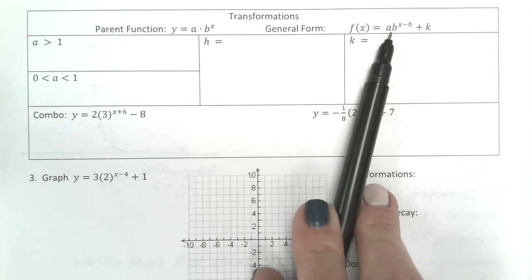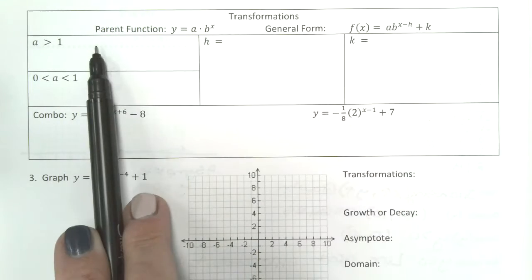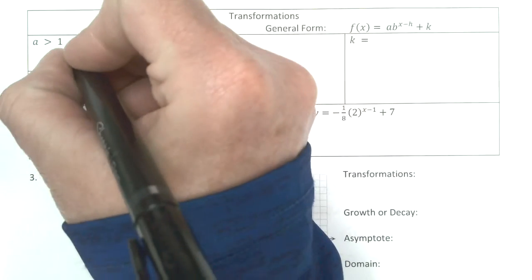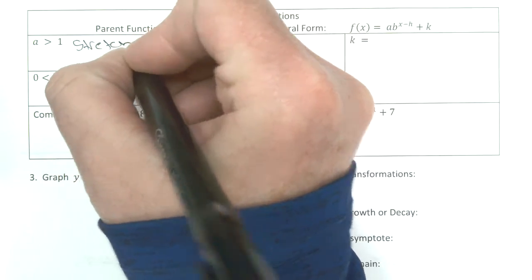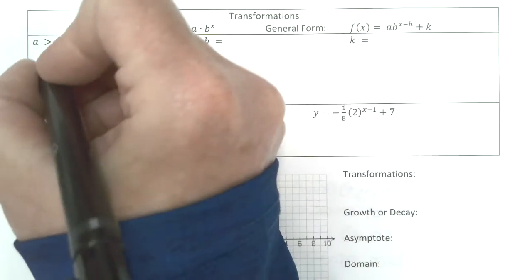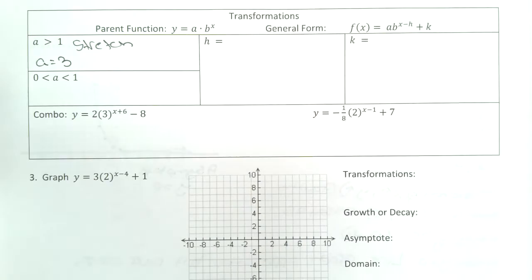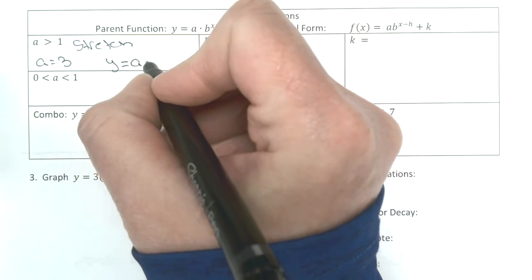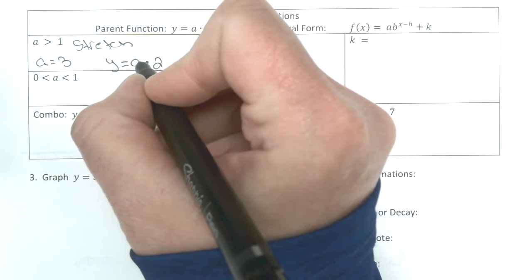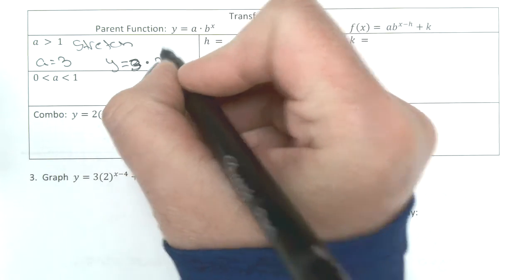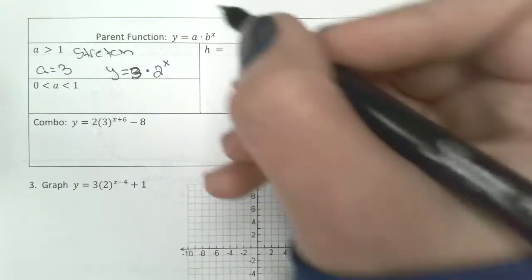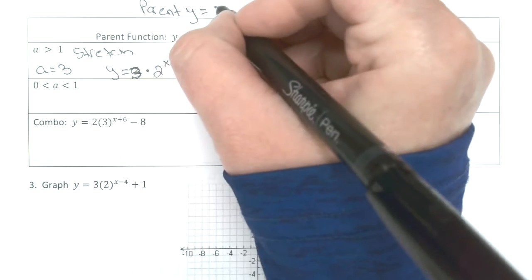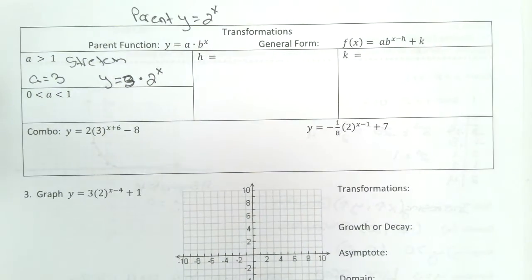All right, so hopefully you remember from earlier in the year when we were graphing, if a is bigger than 1, that will cause your function to stretch. So for example, if a equals 3, your function would look like this. How about 3, Amy? My bad. 3 times 2 to the x. And on these, I'm going to use the parent function of y equals 2 to the x on all of these.